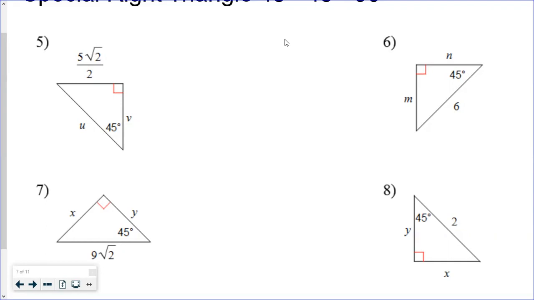Okay, we've got 30 seconds. Remember, if you get stuck, try a new one. Come on, timer.